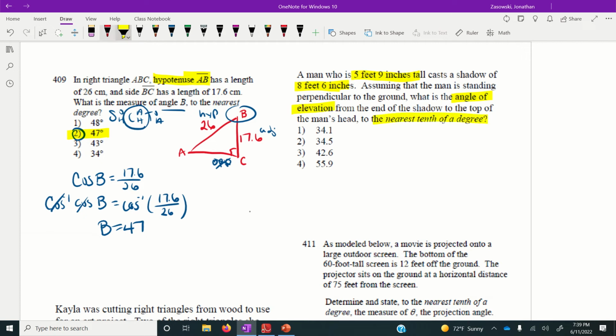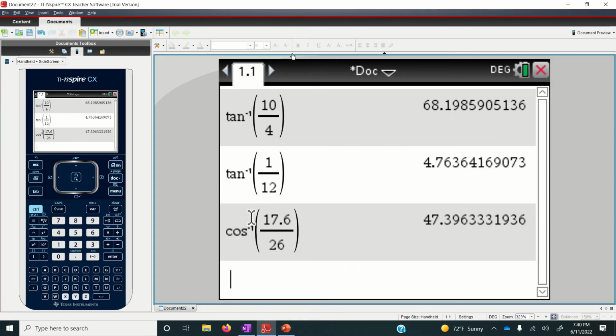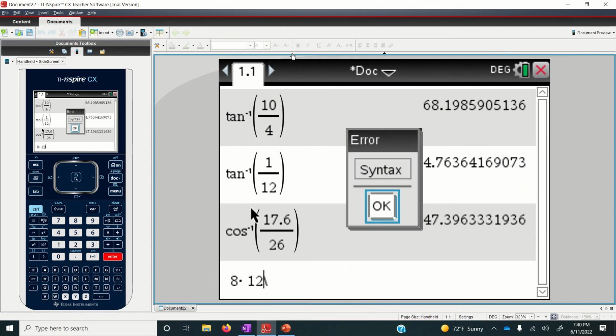Because we're dealing with inches and feet, we're going to have to pick one. I think it's probably easier to deal with inches rather than feet. So 5 feet 9 inches is 5 times 12 plus 9, so that's 69 inches. And 8 feet 6 inches is 8 times 12 plus that 6. We can take our calculator: 8 times 12 is 96.